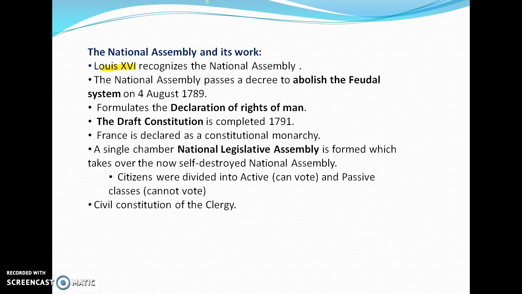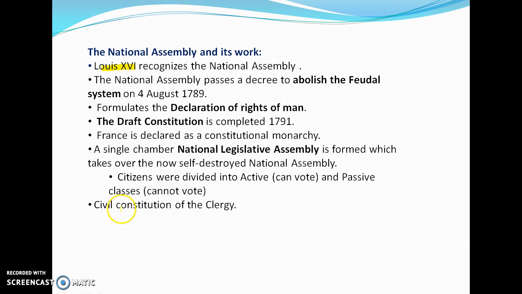Then a draft constitution is also ready in 1791, the work of the National Assembly, and now it dissolves itself and a new chamber called the National Legislative Assembly is formed. Citizens could elect their members to this Legislative Assembly. However, a division was made as to who can vote for appointing members. The citizens who could vote were called the active group, and the citizens who could not were called the passive group or passive class.